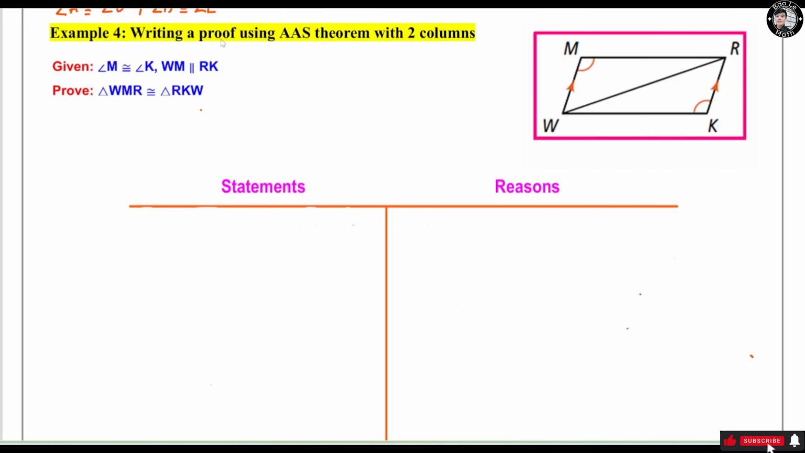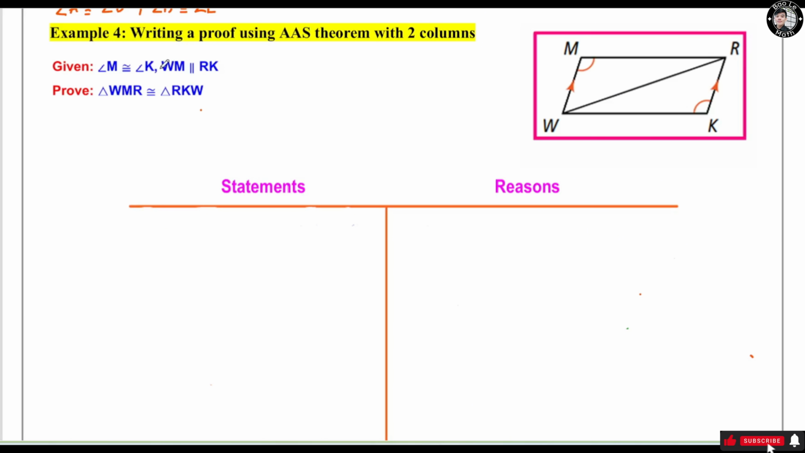Example number 4, we're going to write a proof using the AAS theorem. Given angle M congruent to angle K right here, and WM parallel to RK. We don't know if they are congruent, so don't assume that they are congruent. We need to prove that triangle MWR is congruent to triangle KRW, which is the upper triangle right here congruent to the lower triangle right here.